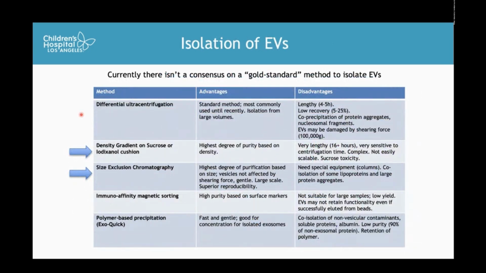So there are different methodologies for isolation of EVs, each one with its own advantages and disadvantages. These two, density gradient and size exclusion chromatography, are the ones that are generally utilized most frequently at the core. But there are other ones, such as differential ultracentrifugation, immunoaffinity magnetic sorting and polymer-based precipitation, which are used in very specific cases.